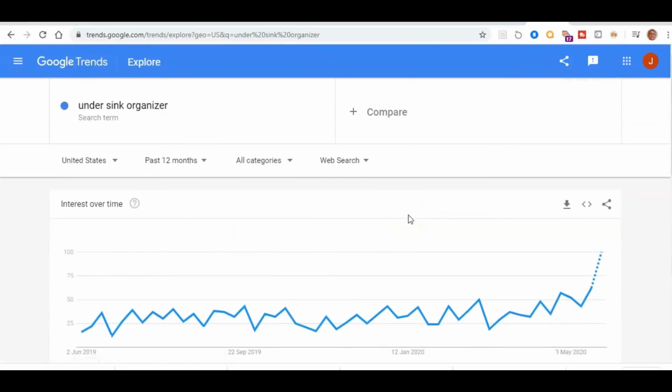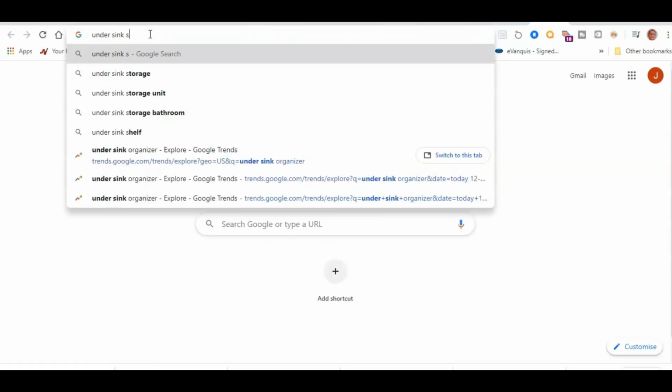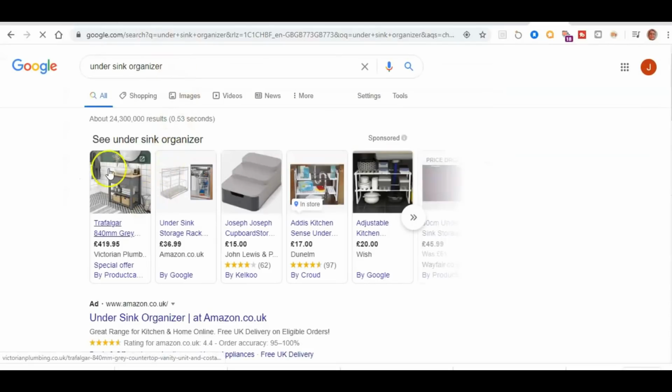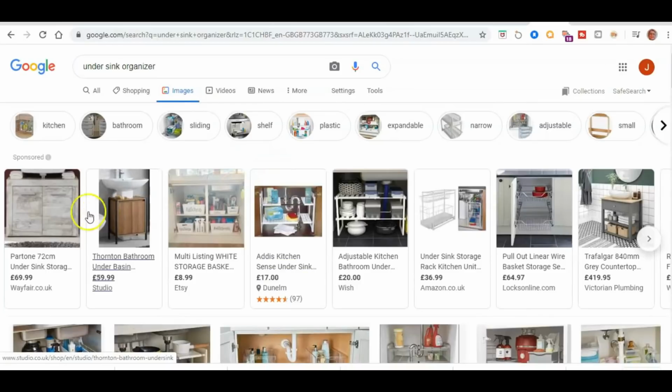Okay, so what should we do next? Let's have a think what we should do for under sink organizers. What I would normally do is go and have a look, because I'm thinking, well, what do they look like? So let's just hop over and open a new tab, and let's look for some Undersink organizers. So here we go. I've got Undersink Storage. Let's try organizer. Let's just see what comes up. Now I would normally look at images because I'm not looking to add any from here right now, but I just would like to see what there is.